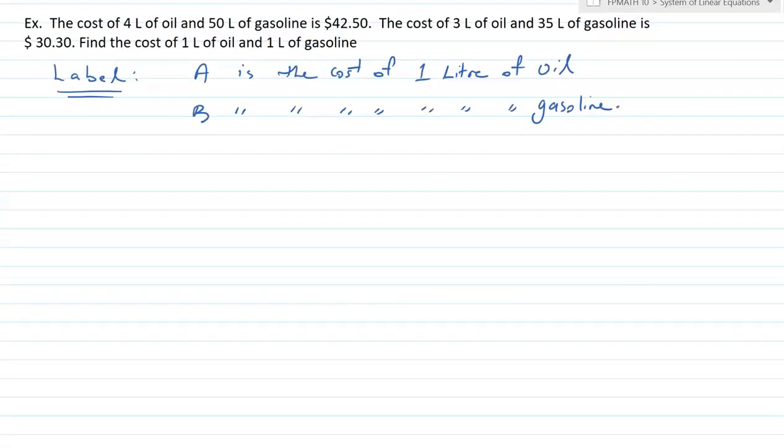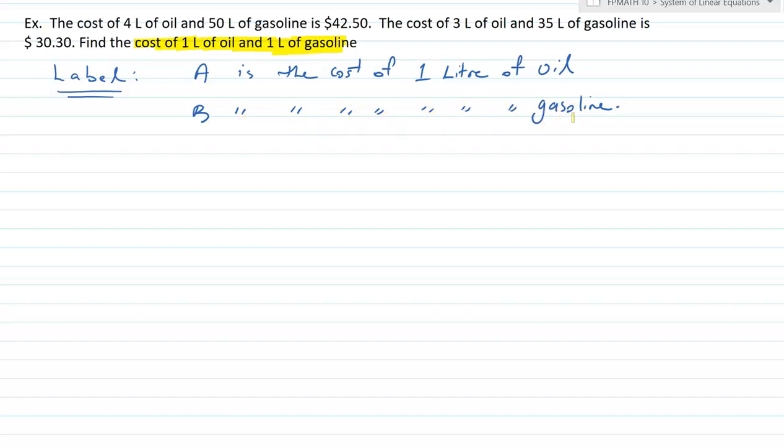So look at the third example. A little bit more complicated, but that's okay. We're going to go through the question systematically. So let's first translate. The cost of 4 liters of oil and 50 liters of gasoline is $42.50. So first we have to label. We call A the cost of 1 liter of oil. The way you know what that is, you always look at what they're asking you to do at the end. They're asking what is the cost of 1 liter of oil and 1 liter of gasoline. So you have to name those. So A is the cost of 1 liter of oil and B is the cost of 1 liter of gasoline.